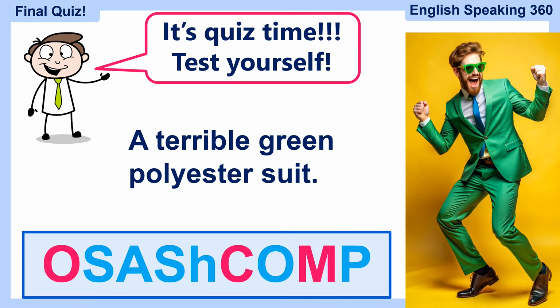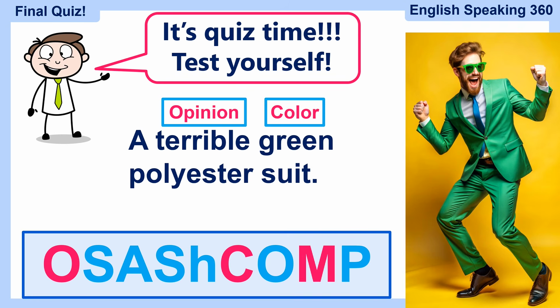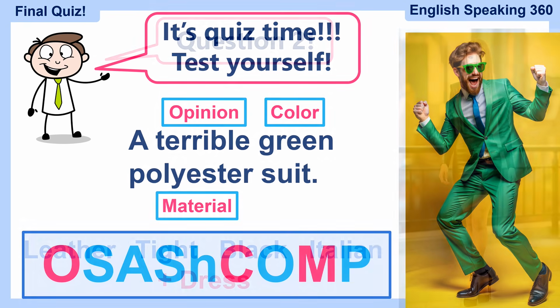If we use the OSASCOMP rule, O stands for opinion, C is for the color, M, material, and finally the noun suit. A terrible green polyester suit. No other order is possible, remember. If you say a green terrible polyester suit, people will look at you very strangely.